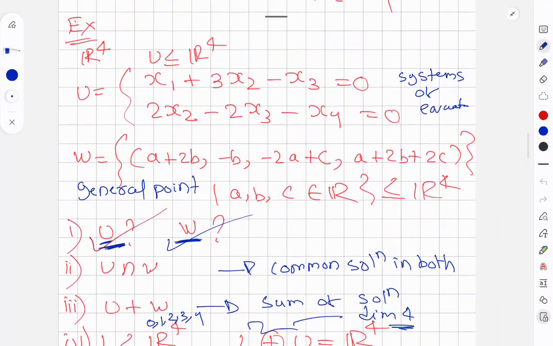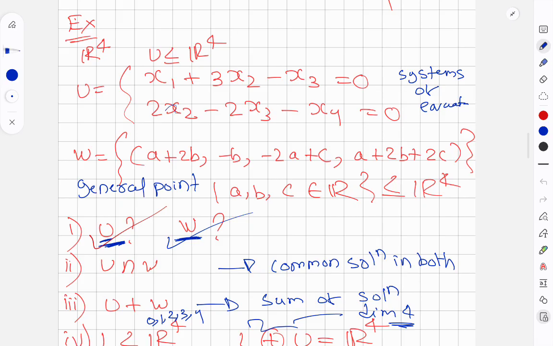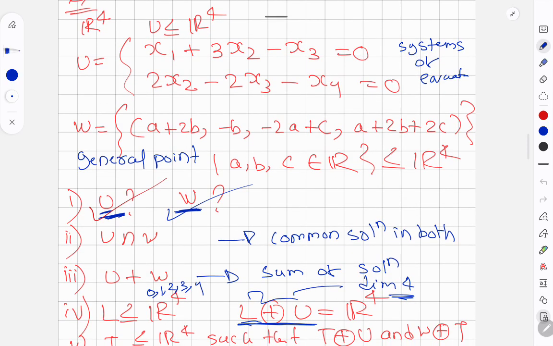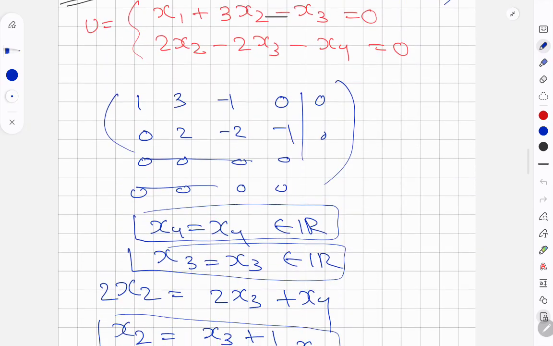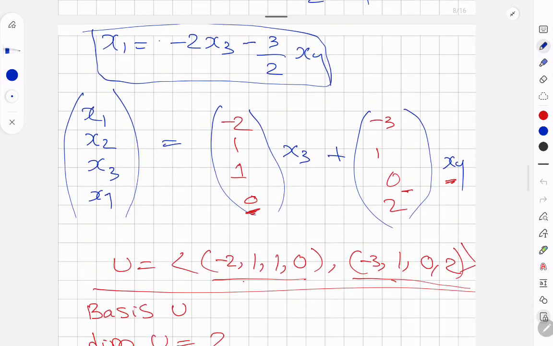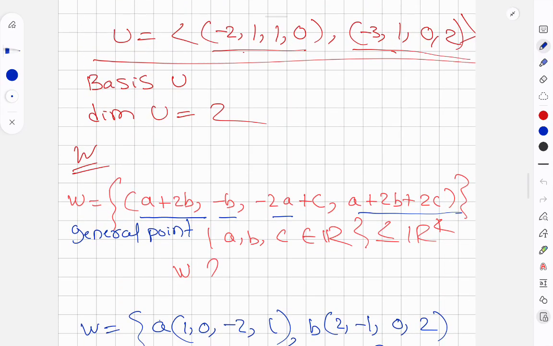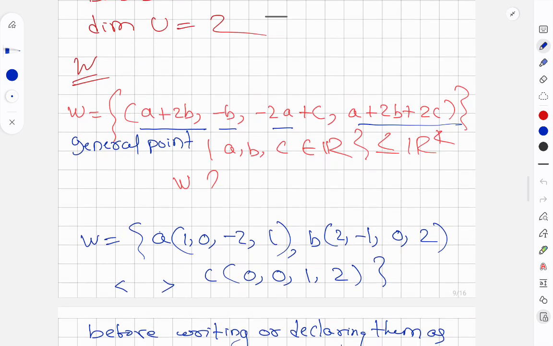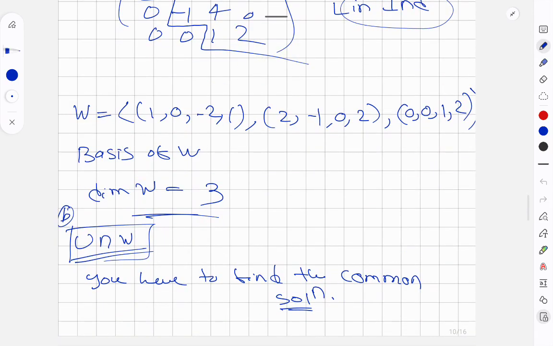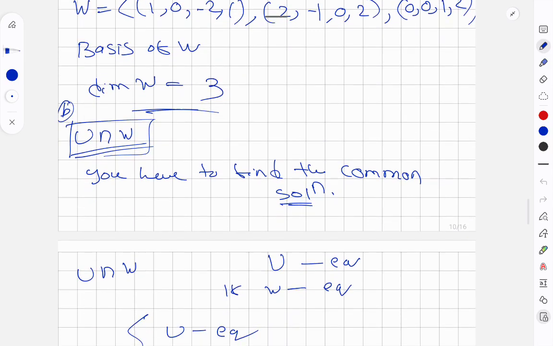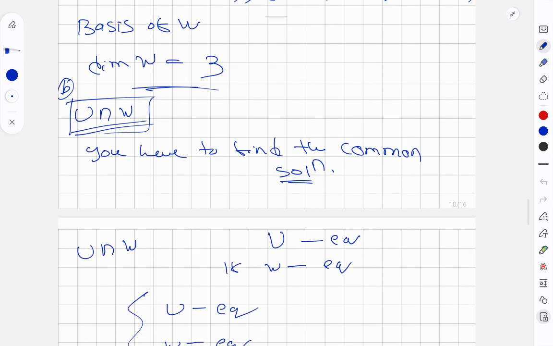So this was our question. For the second exercise, you had U, the equation, and you had W as a general point. I calculated U by this method. Normally solving the equation, I got U as this, and I got W by taking out the common factor from all the steps. I got W as well.